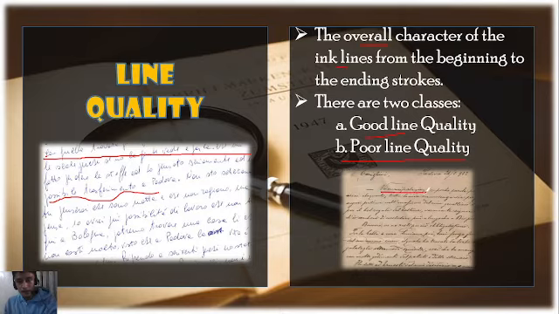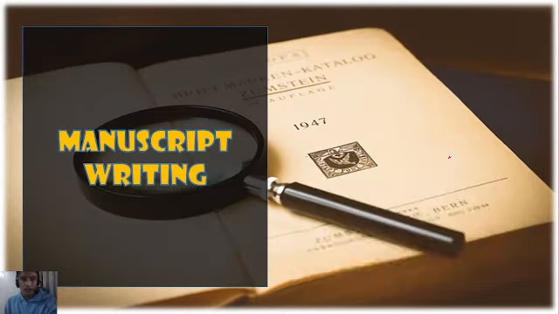So here we can say that it is good line quality, and on the other hand this is considered poor line quality. It varies: in one line it goes upward, then in the next line it goes downward, and others look wavy. It is a combination of the different line directions. So that is line quality.